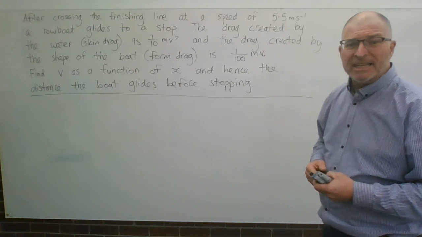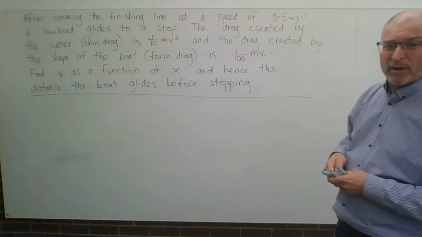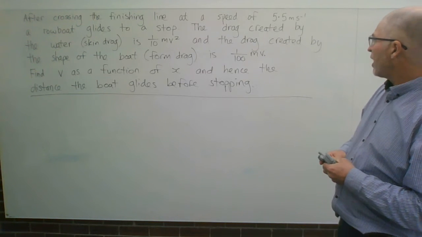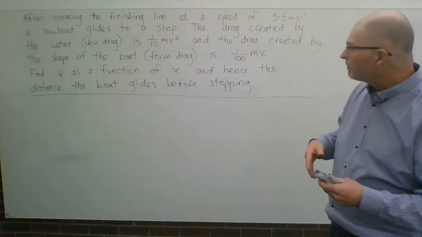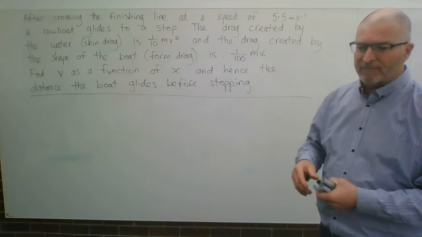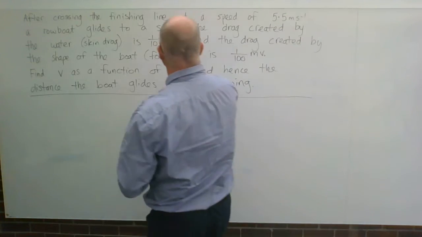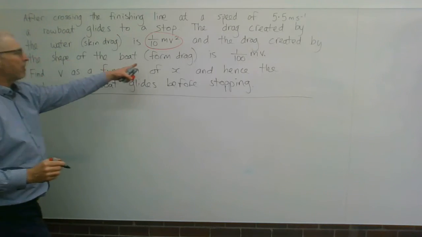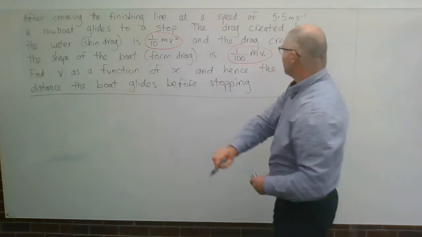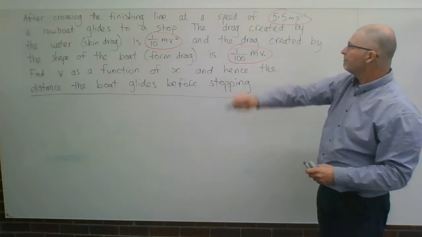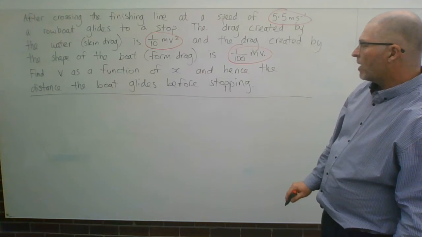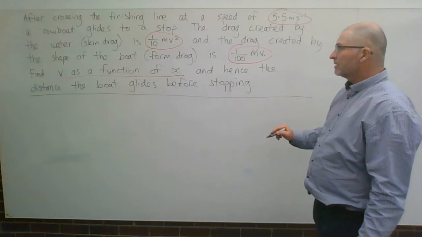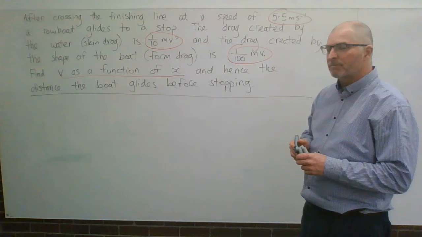So after crossing the finishing line at a speed of 5.5 metres per second, a rowboat glides to a stop. The drag created by the water, the skin drag, is 1/10 of mv squared. And the drag created by the shape of the boat, the form drag, is 1/100 of mv. Find v as a function of x. And hence, find the distance that the boat glides before stopping.